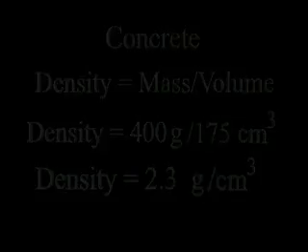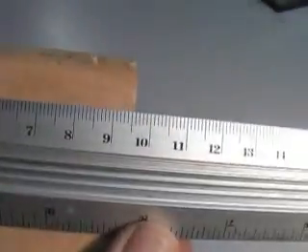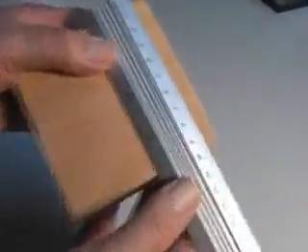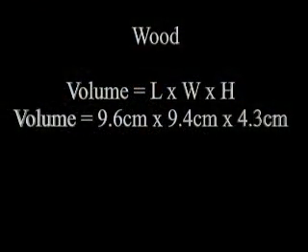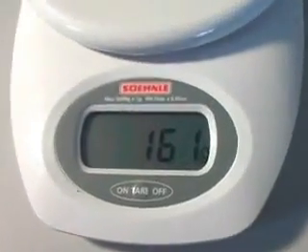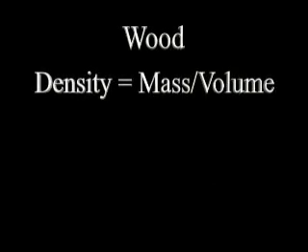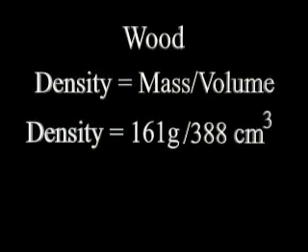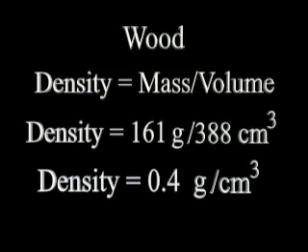We will calculate the density of our wood block using the same method. Measure length, width, and height, then multiply to determine the volume. This wood block has a volume of 388 cubic centimeters. The digital scale tells us this block has a mass of 161 grams. Inserting the numbers into the density formula, we determine that this wood block has a density of 0.4 grams per cubic centimeter. I rounded the results to 1 decimal place.